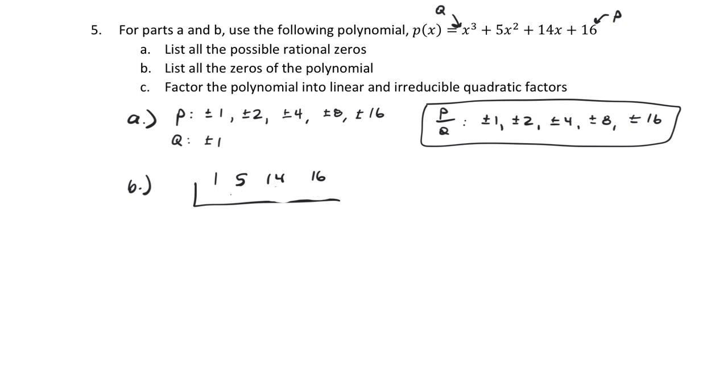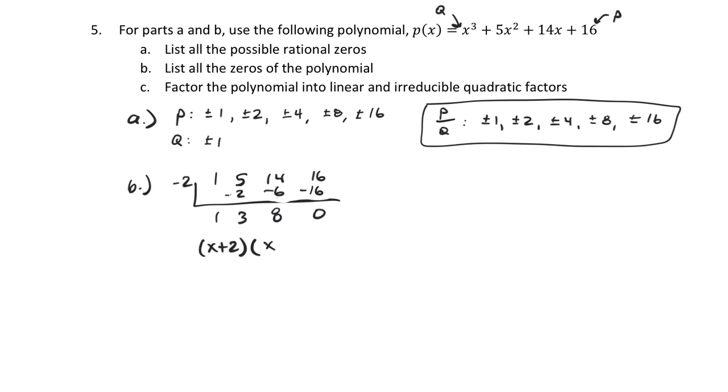Try 2. Okay, doesn't look like 2 is working. Try negative 2. Okay, looks like we got one there. Negative 2 is working. So this proves two things. It proves that negative 2 is a 0, which means x plus 2 is one of the factors.